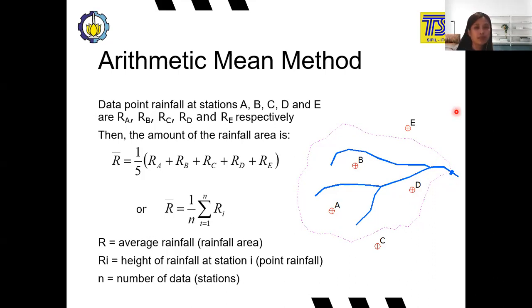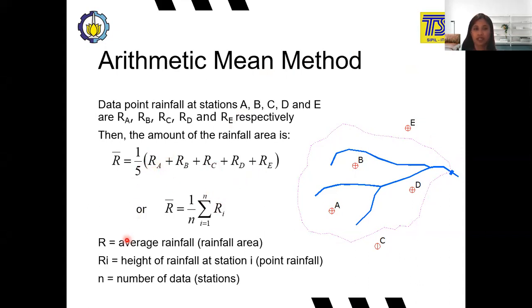Here we have data point rainfall at stations A, B, C, D, E. And then we can calculate the arithmetic mean method with this equation, because here we have 5 stations. We have to calculate it by dividing by 5.